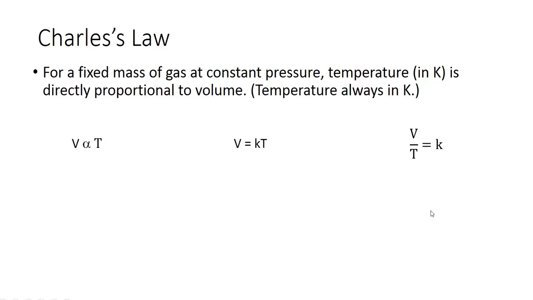But now, if we have the same gas, but we change conditions of volume and temperature, what we are going to have is V1 over T1 is equal to V2 over T2. So this is a statement of Charles' law.